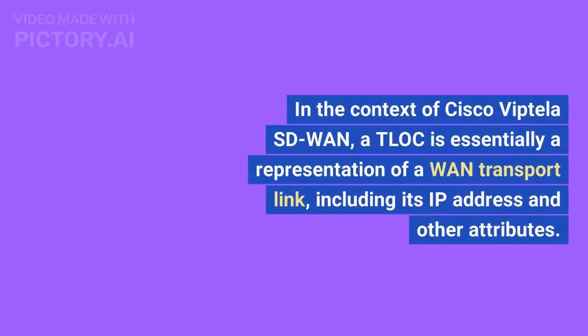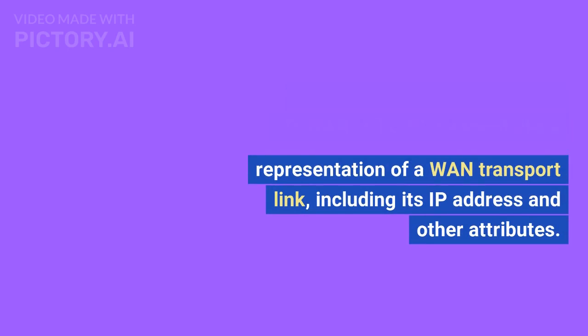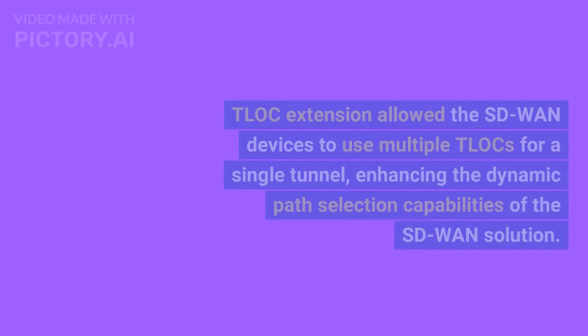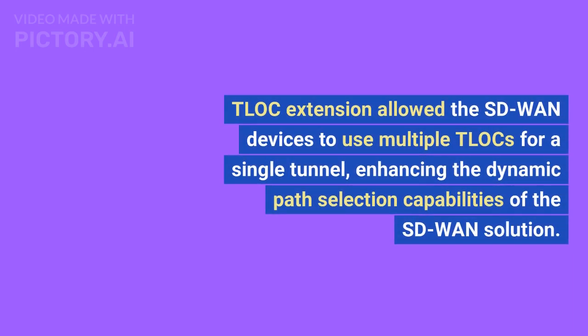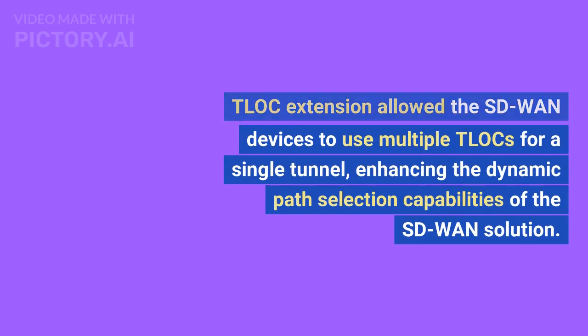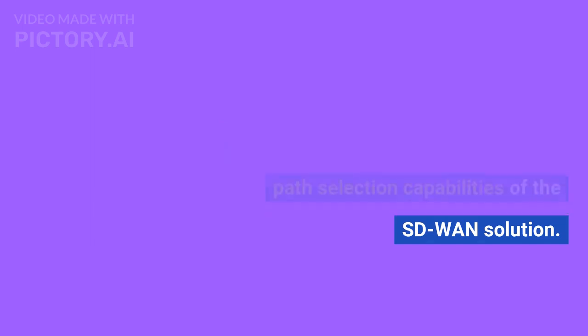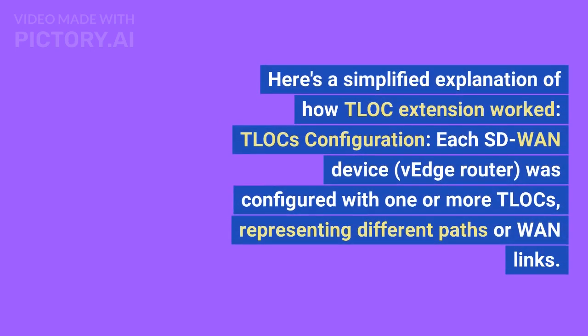In the context of Cisco TLOC SD-WAN, a TLOC is essentially a representation of a WAN transport link, including its IP address and other attributes. TLOC extension allowed the SD-WAN devices to use multiple TLOCs for a single tunnel, enhancing the dynamic path selection capabilities of the SD-WAN solution. Here's a simplified explanation of how TLOC extension worked.